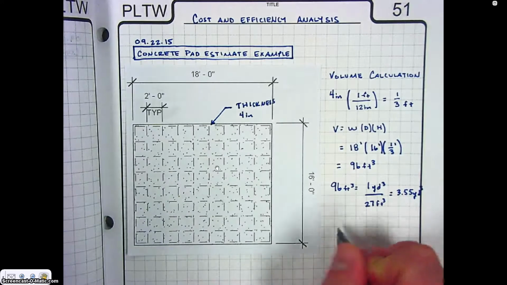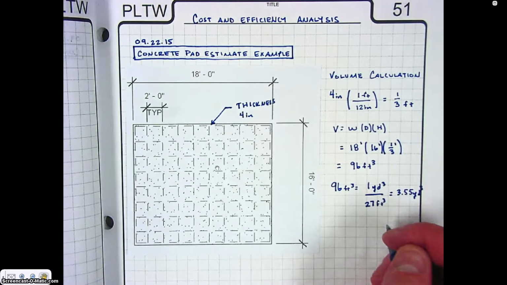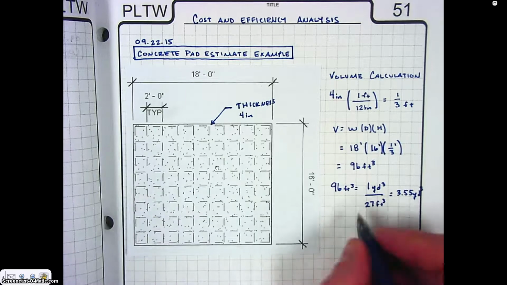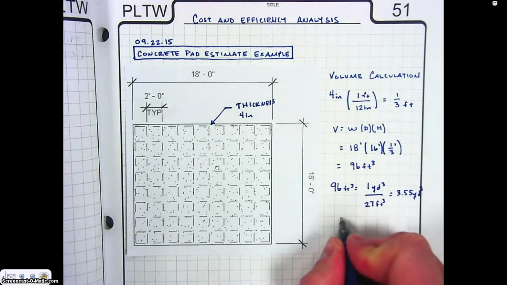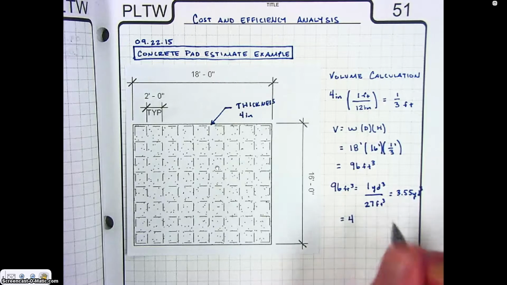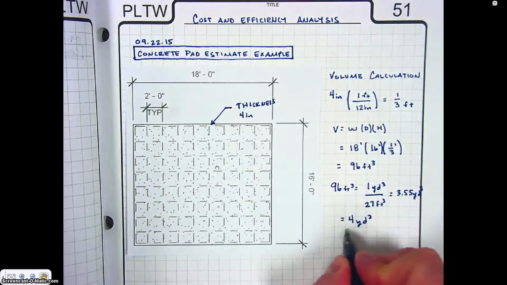And so how many cubic yards of concrete do we need to order? Well, you can order probably a minimum of a half a yard of concrete. And so we're going to have to round up, and when we call the concrete plant, we're going to say we need 4 cubic yards of concrete.